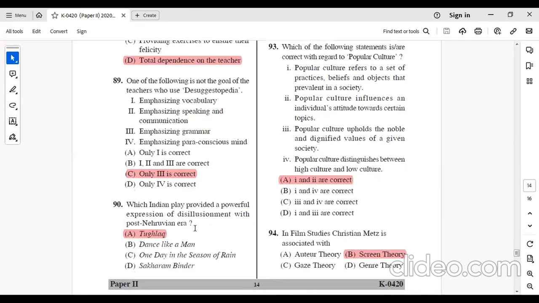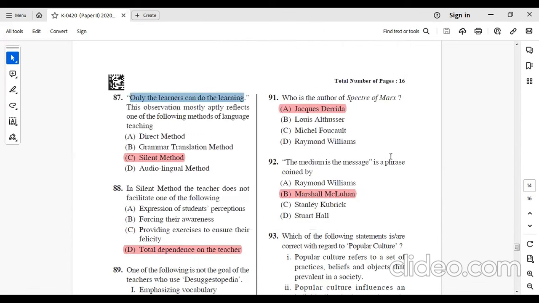Question number 90: which Indian play provided a powerful expression of disillusionment with the post-Nehruvian era? That is Girish Karnad's Tughlaq. Question 91: who is the author of Spectre of Marx? It's again a repeated question: Jacques Derrida. Derrida is the author of Spectre of Marx. Next, the medium is the message. Who has coined this phrase? Marshall McLuhan has coined this phrase, the medium is the message.